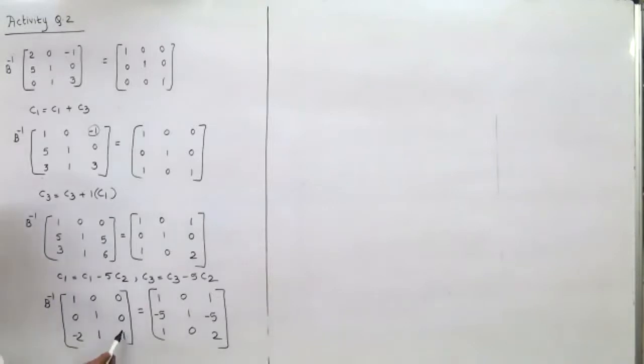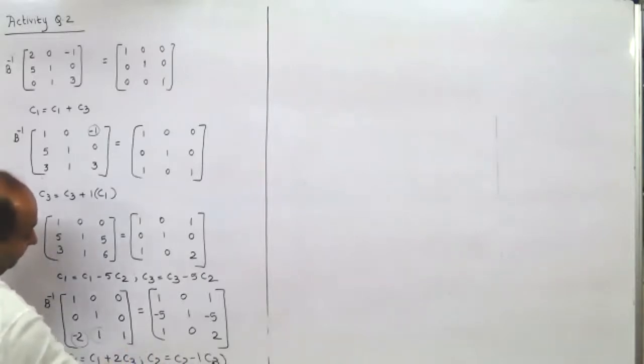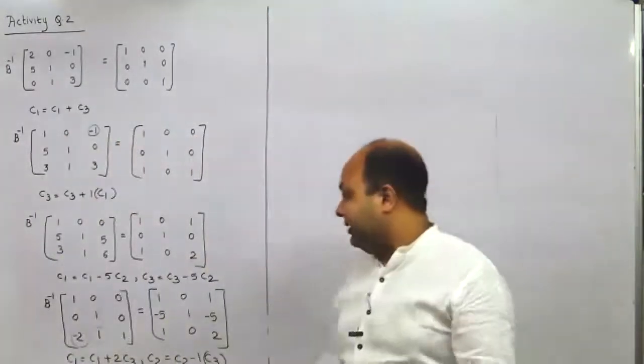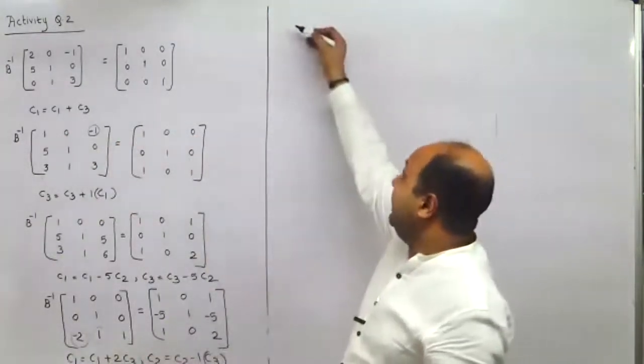Next step would be to make this 1. This is already 1. Now make these two 0 using this one. This is minus 2. Minus 2 plus 2 is 0. 1 minus 1 is 0. So what we'll do is, we'll say first C1 equal to C1. Then this is minus 2, so I'll write plus 2 C3. Here, I'll write C2 equal to C2. This is 1, so I'll write minus 1 C3. Next, what is C1 plus twice of C3?